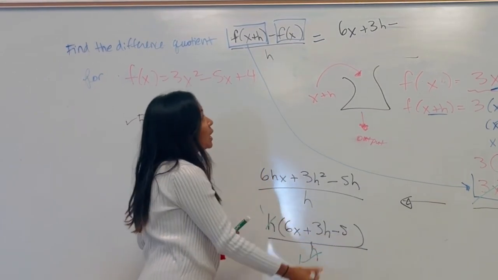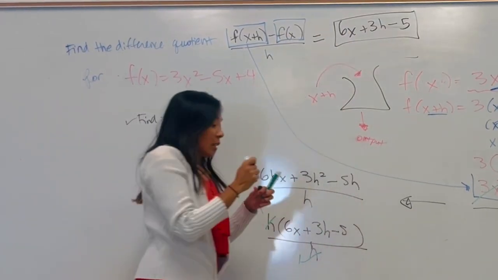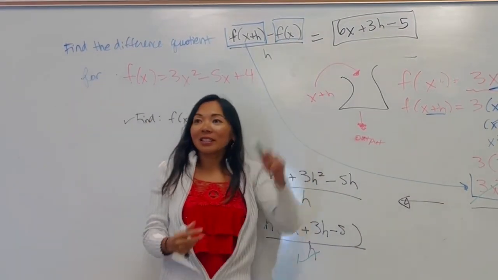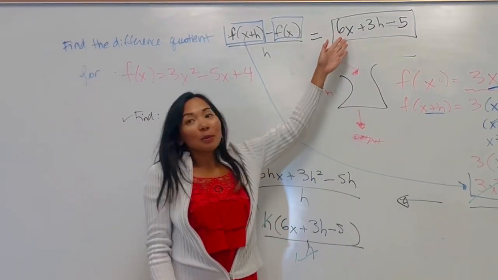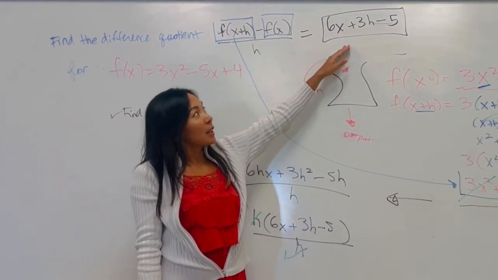Just a negative 5. And this, my friends, is the beginning of calculus, where you're going to be finding the derivative or the slope of a function.